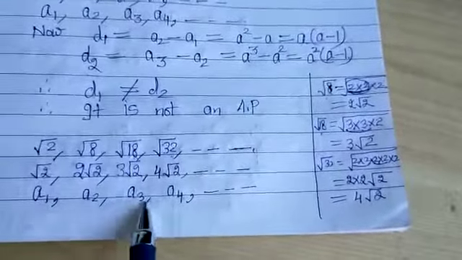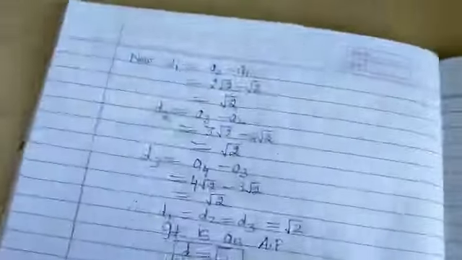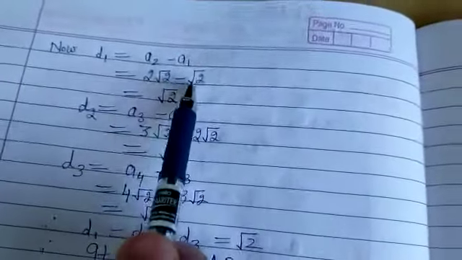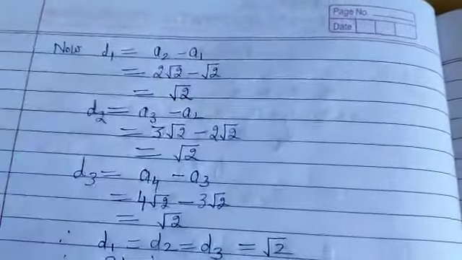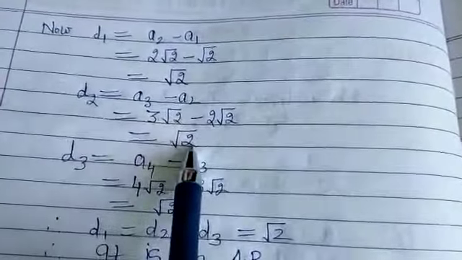So first, second, third and fourth term are here. We have to find whether it is an AP or not. So the difference is second term minus first term: 2 under root 2 minus 1 under root 2 will be under root 2. Next difference is A3 minus A2, that is 3 under root 2 minus 2 under root 2, which is under root 2.